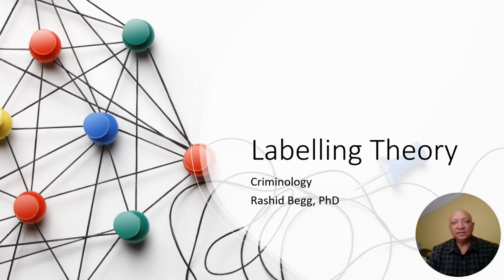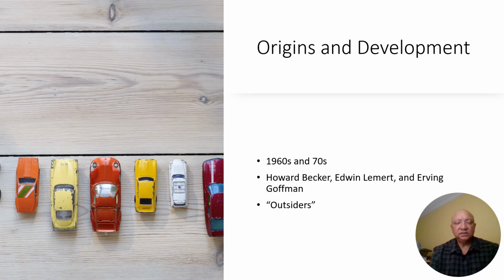Labeling theory is a sociological concept that explores how the labels or definitions applied to individuals by society influence their behavior and self-identity. This theory is primarily associated with the sociology of deviance, criminology, and the study of social behavior. I will highlight a few aspects of labeling theory. So let's start off with a bit of the history, origins, and development.